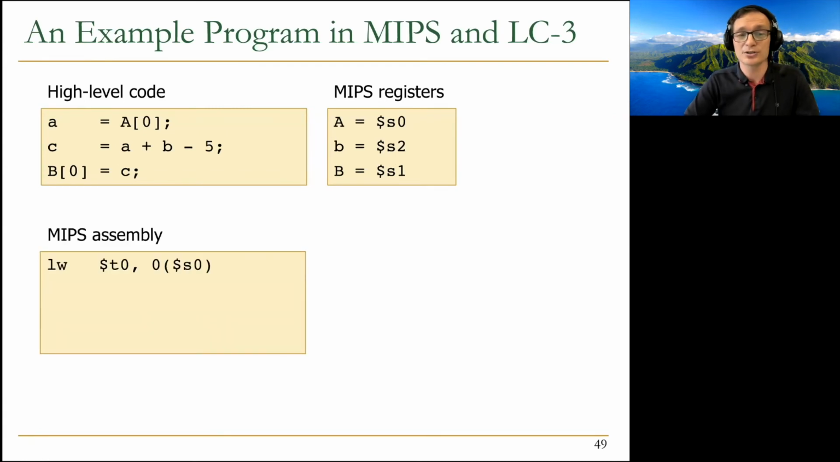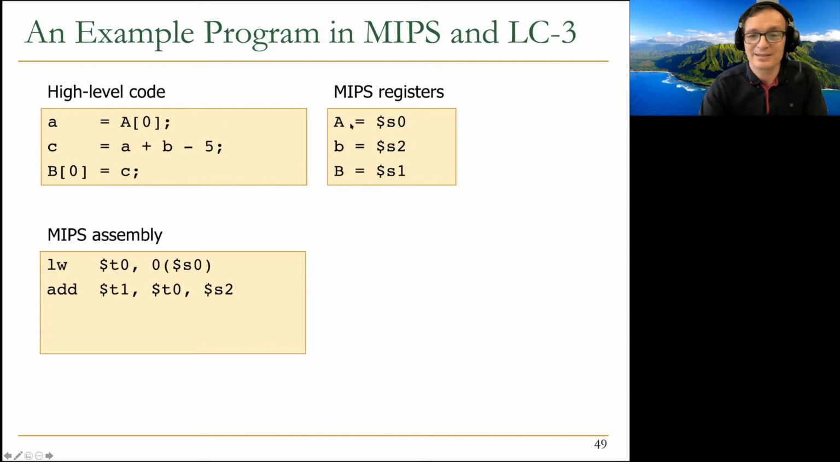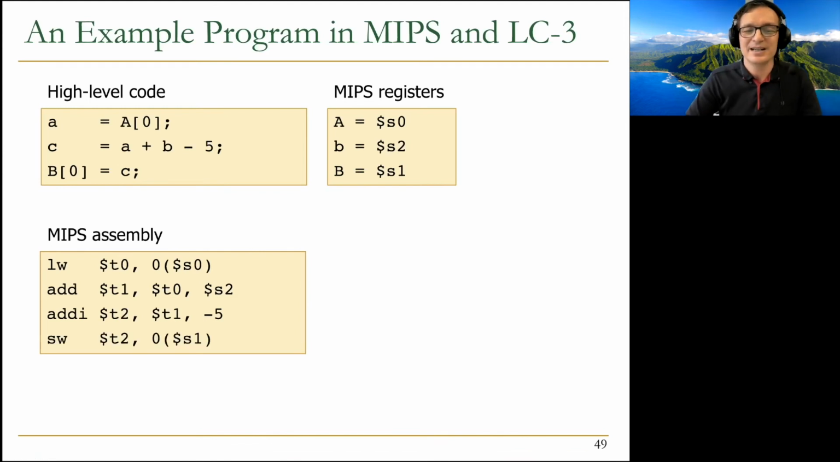First, we're going to load with base plus offset addressing A[0] into T0. And then we're going to do the addition, T0 and B. And then we're going to do the subtraction, or add immediate -5. And then we're going to store the resulting value T2, using base plus offset addressing mode, to the first element of B.